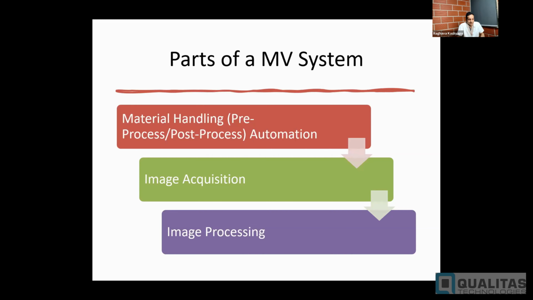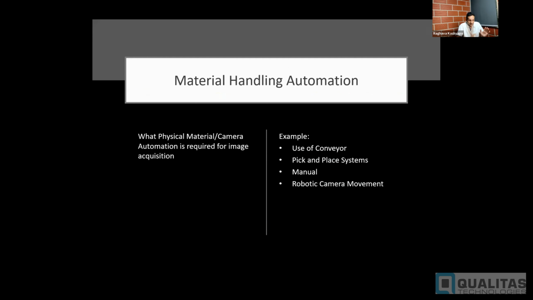All right, so we talked about the different parts. Now let's go a little deeper. Material handling automation, as I mentioned, is the physical automation required to help with image acquisition. It could be a conveyor, it could be a pick and place system, it could be manual. You can take things manually and place them in front of a camera. That's also material handling, although not very fast or high speed. And then it could be robotic.